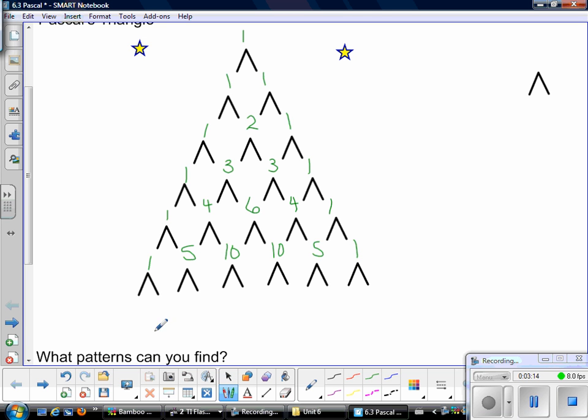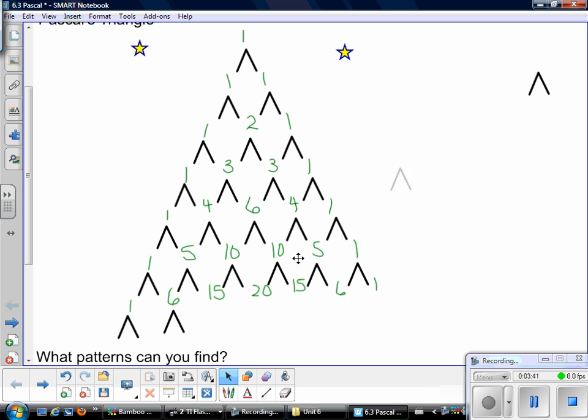So the next one is 1, 6, 15, 20, another 15, a 6 again, and a 1. And just for fun, and you're saying it's not fun, I'm going to actually put another one on here. And then we're going to look at it and admire it because math is meant to admire.